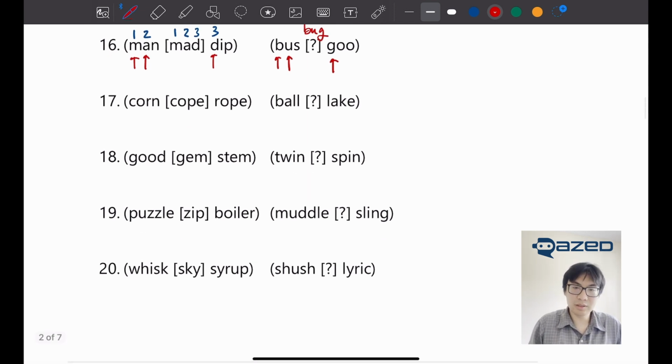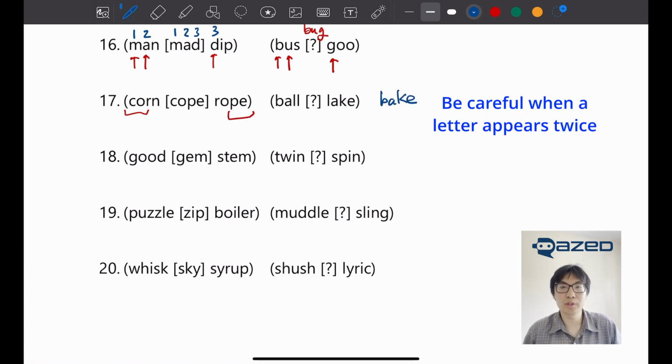Alright, so these ones, the first one was very methodical, finding the first letter of the first word, and then using the first letter of the second word. Sometimes they can group it up as well. So for corn and rope, you make cope. So immediately, I'm thinking, you take the CO from the first, the first two letters of the first, and the last two from the second, and you make cope. Which does make sense, because if we apply the same rules, we get bake.